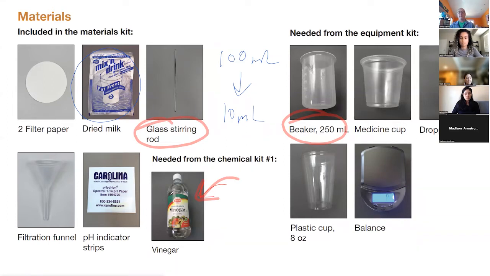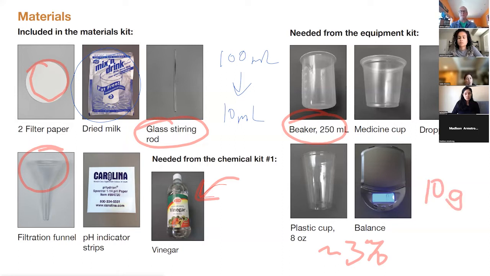Then we're going to filter this out. So we have our filtration funnel and some filter paper. We'll weigh the filter paper, and then we'll filter the milk protein, the casein, through, rinse it, and then let it dry, sort of like we did before, and then measure the mass. It's expected we should get about 3% of the total mass should be casein. So if we have, let's say, 10 grams of milk, what should be the mass of our casein?